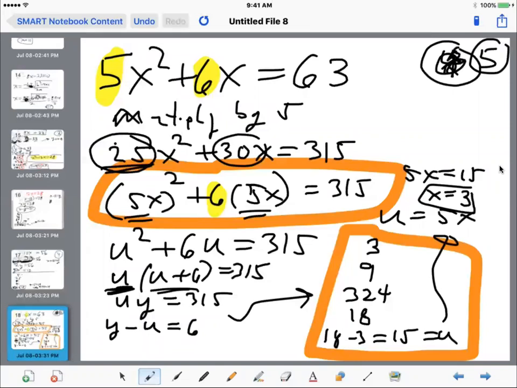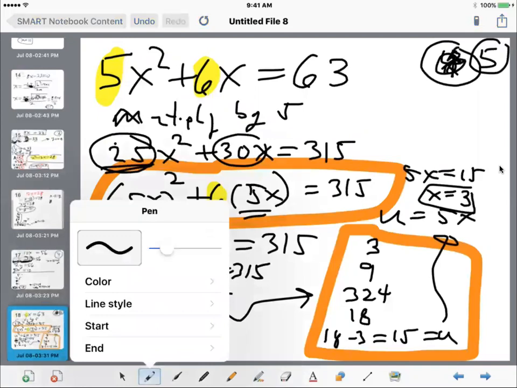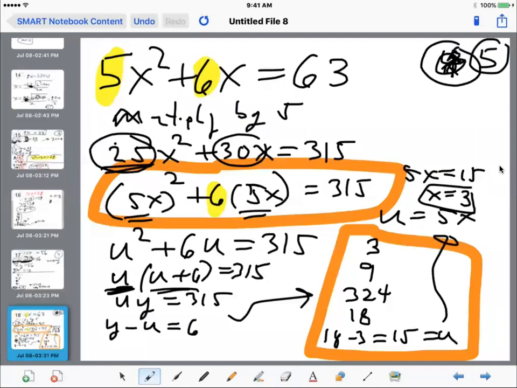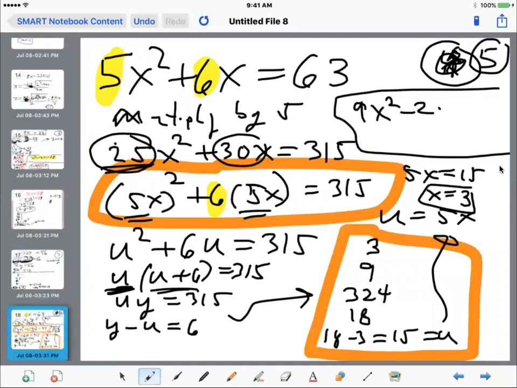Let me leave this on the screen and have you do the final question of the day, and you can talk about it. Maybe I should put you into a chat room. Hold on a second, let me write down the question first. If I put you into chat rooms, you won't see this screen. The question is 9x squared minus 20x equals 301.